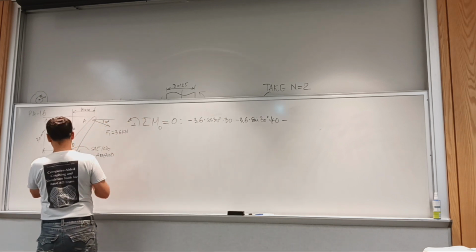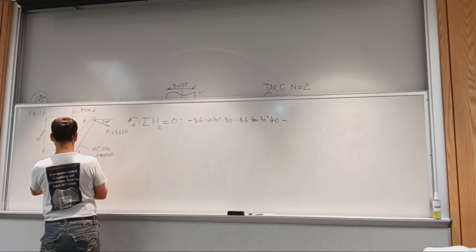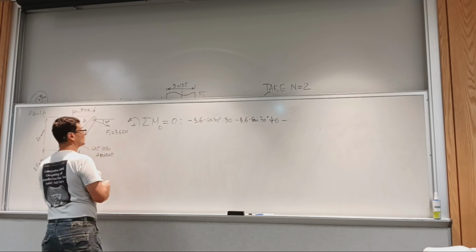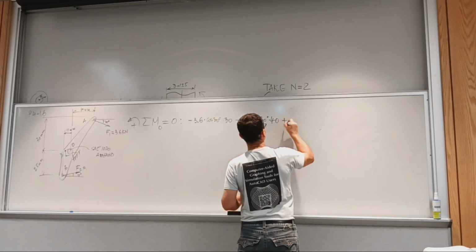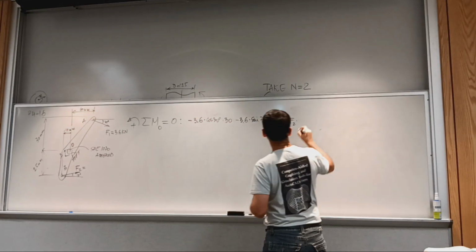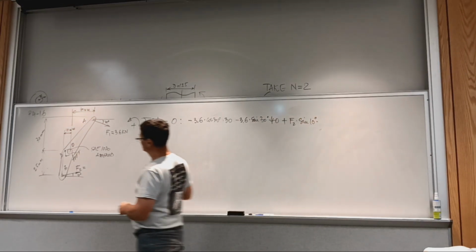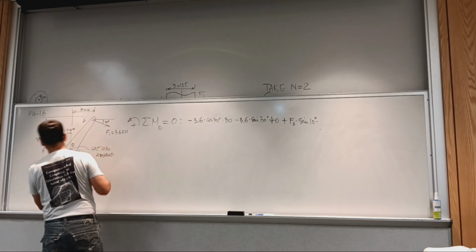This other force is causing, the horizontal component of F2 is causing a positive moment. So I have positive. It will be F2, the unknown, times sine of 10 degrees, and then times the arm of the horizontal component, which is 25.